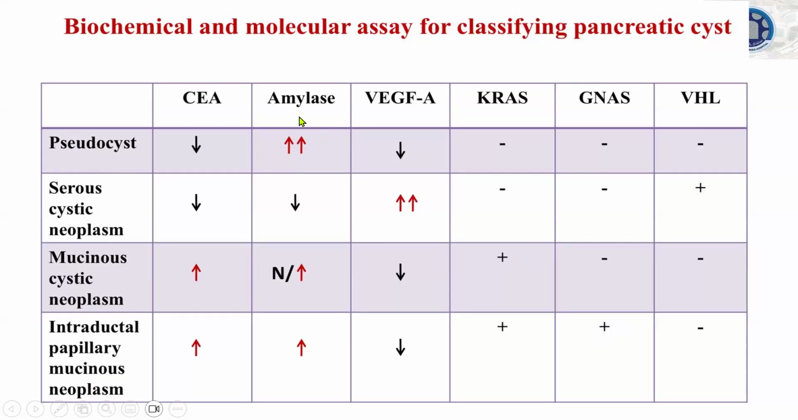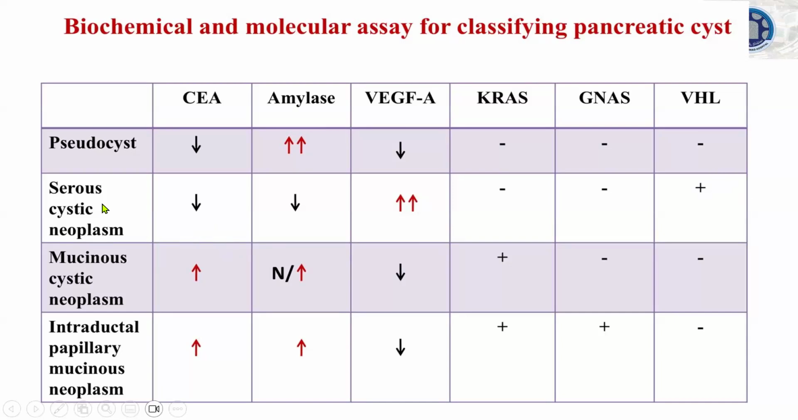For pseudocyst, amylase will be markedly elevated. For serous cystic neoplasm, both will not be elevated, only VEGF will be elevated. For MCN and IPMN, they are mucinous neoplasms. Always when you think about mucinous, think CEA, anywhere in the body. So CEA will be elevated, and amylase may or may not be elevated.